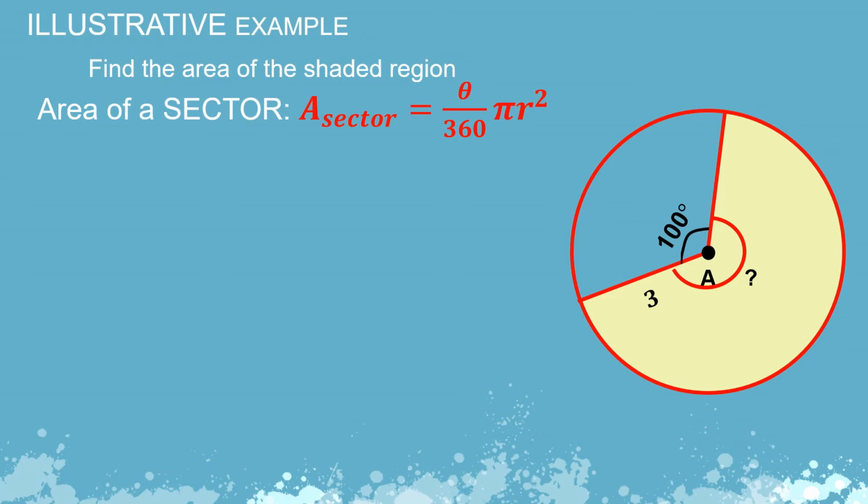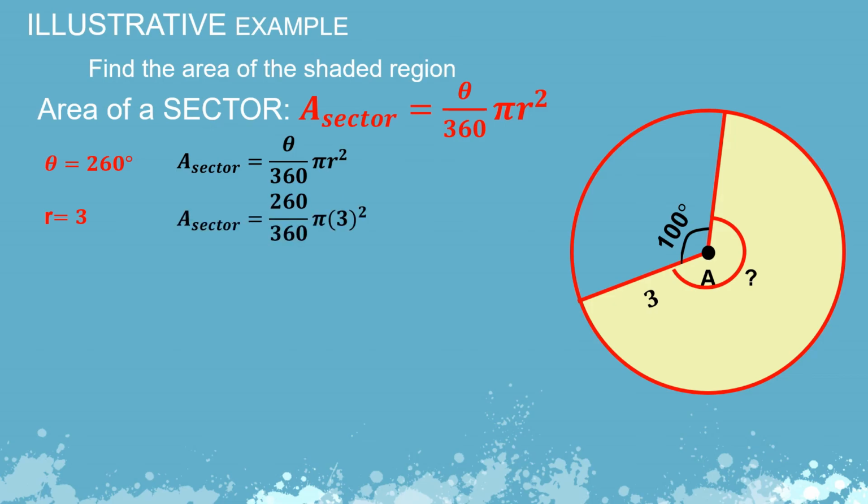Since the total measure around the circle in degree measure is 360 degrees and the unshaded region is 100 degrees, then the shaded region should be 260 degrees. So our theta is equal to 260 degrees. Then our r is equal to 3 units. Using the formula, we replace theta and r with 260 and 3 respectively, and that will give us 260 over 360 pi 3 squared. Simplifying 260 over 360 will give us 13 over 18 pi 3 squared. Evaluating 3 squared, we will have 13 over 18 times 9 pi.